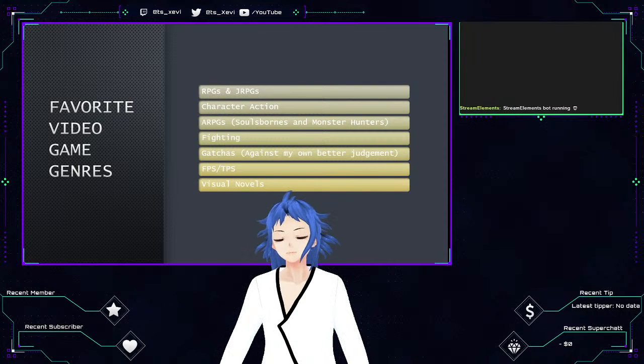And against my own better judgment, I like gacha games. You know, like the mobile loot box kind of thing. I limit myself to only a couple of those at a time because there's just too many of them, and it can overwhelm me really fast. So I limit myself to pretty much Fate Grand Order and Azur Lane.